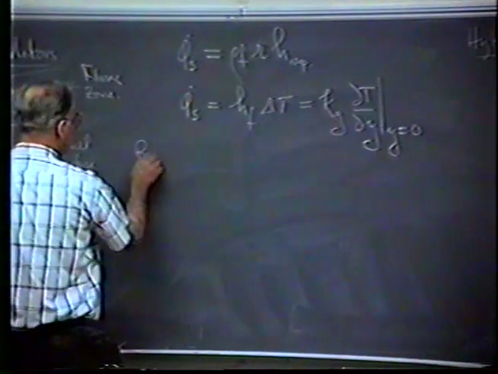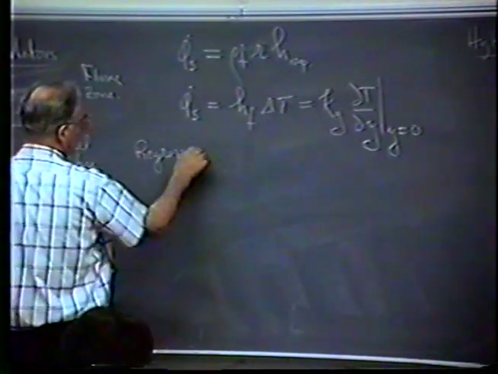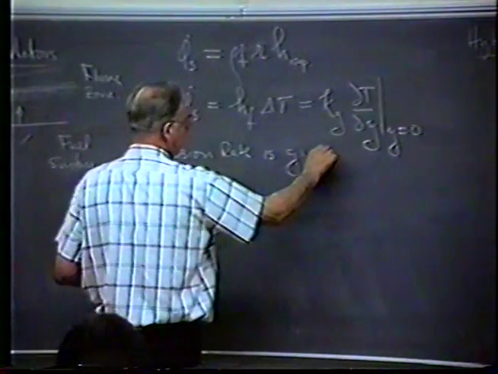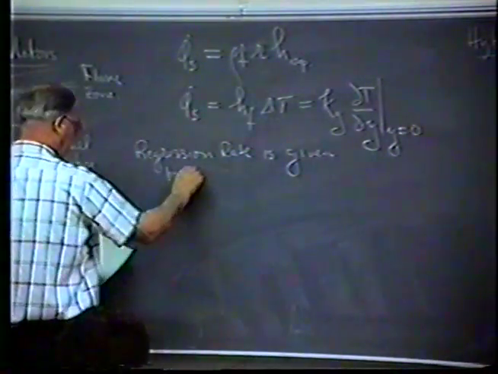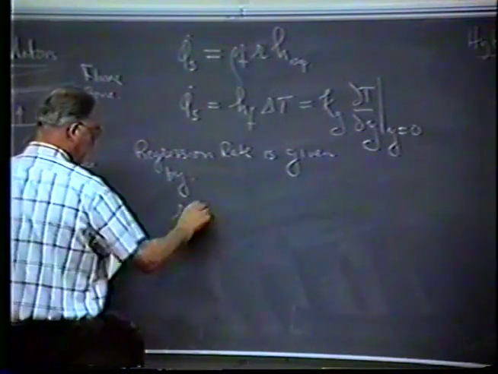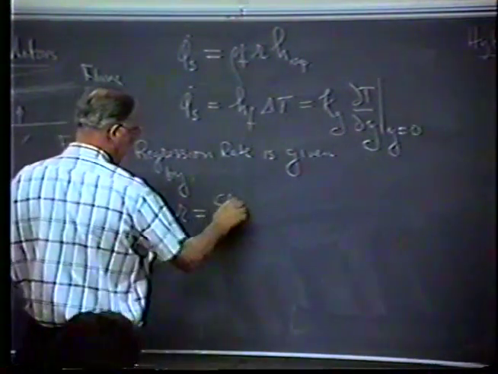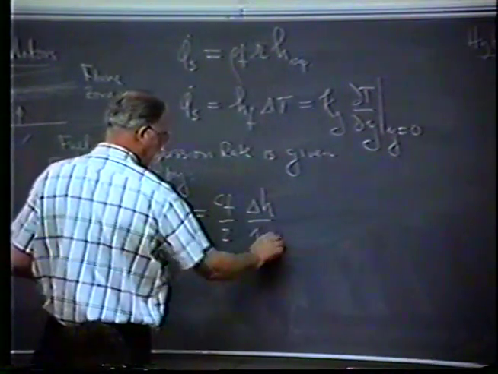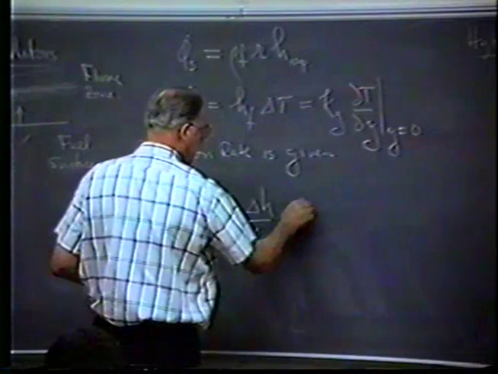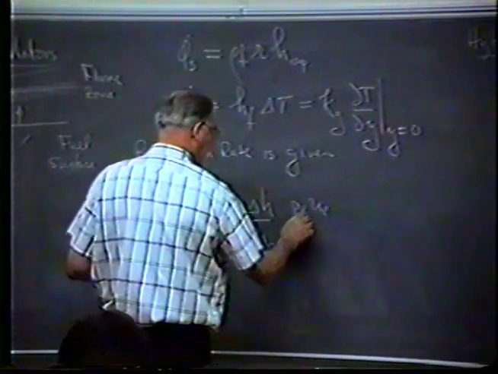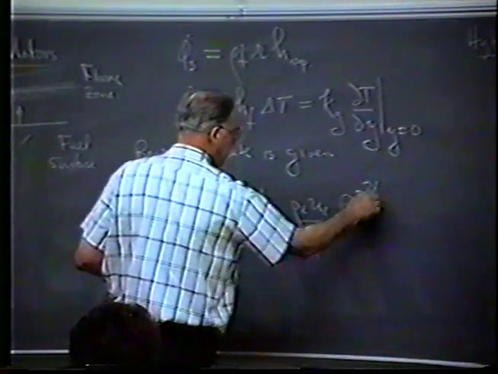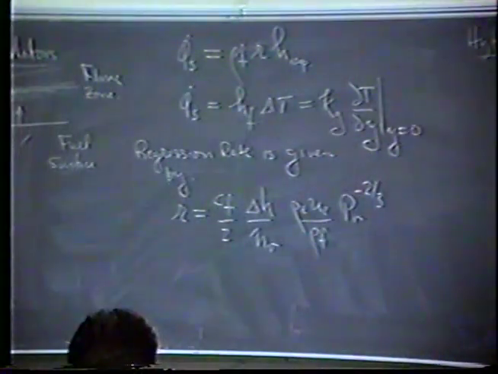Now, the regression rate is given by, this is R, C sub F over 2, delta H over H sub V, rho sub E, U sub E, over rho sub F, Prandtl number to the minus 2/3 power. When you combine all those things together, you get this.